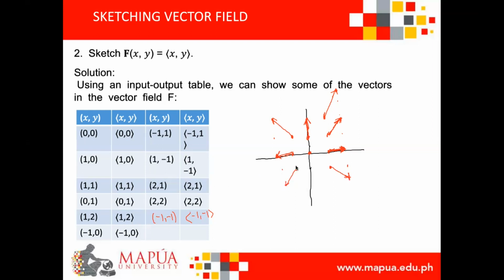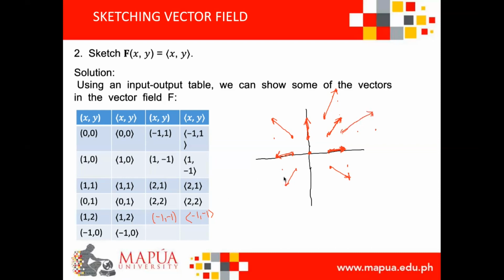Then we have 2, 1. This is the terminal point. Then we have 2, 1 also. So we count 2 units, then 1 upward. Again, this is 2, 1 rather. So count 2 units, then 1 upward. So let us connect these 2 points.